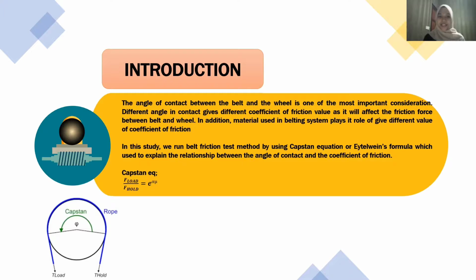friction. In this study, we run belt friction test method by using capstan equation or Euler's formula, which is used to explain the relationship between the angle of contact and the coefficient of friction. Capstan equation is F load over F hold equal to e to the power of mu alpha. F load is greater force on the tension side, while F hold is smaller force on the pulley side. e equal to exponent, mu equal to coefficient of friction, while alpha equal to angle of contact measured in radians.